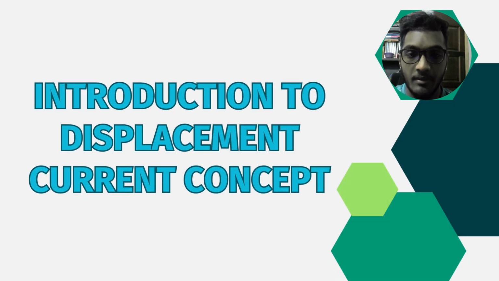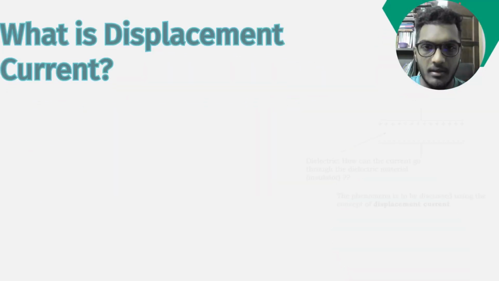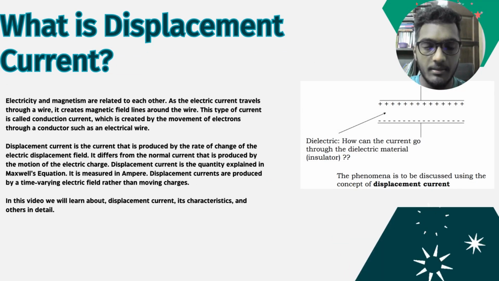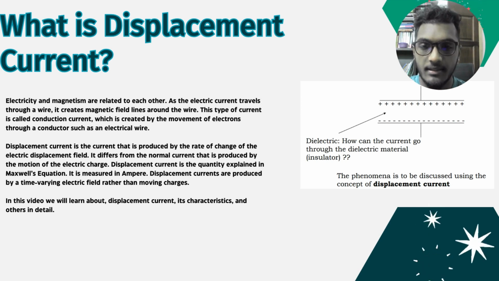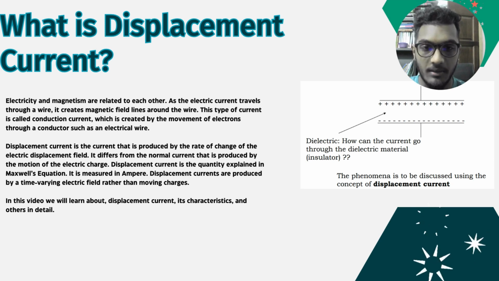Hi all, I am SESSHARTAN and today I am going to explain the introduction to the displacement current concept. So, what is displacement current? Electricity and magnetism are related to each other. As the electric current travels through a wire, it creates magnetic field lines around the wire.